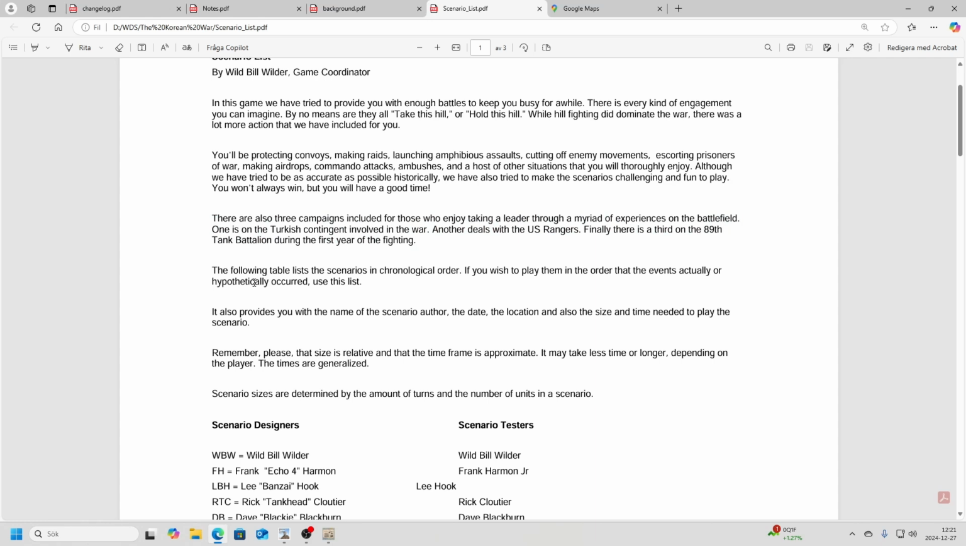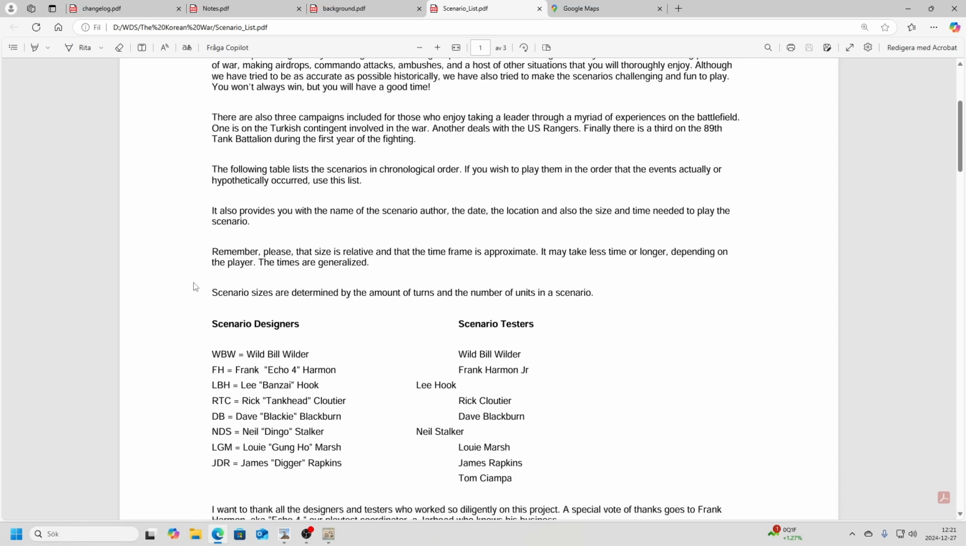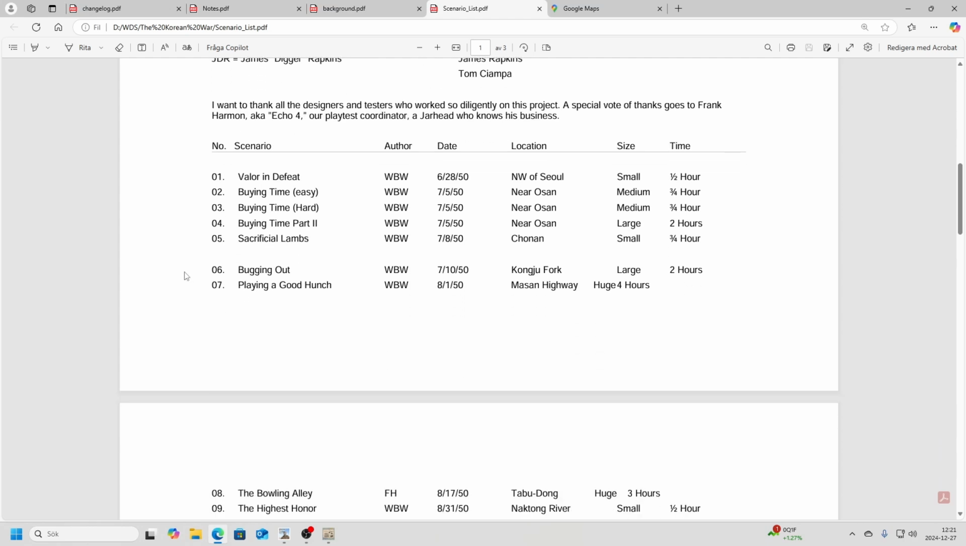So the following list of scenarios is in chronological order. If you wish to play them in the order that events actually or hypothetically occurred, use the list. So these are the designers, and here they are in chronological order. This one starts the 28th of June 1950. It's roughly when the conflict started. So this is right off the bat. It's called Valor in Defeat.